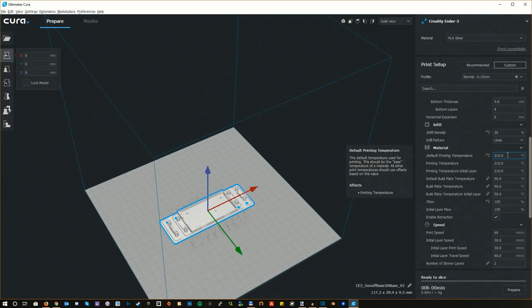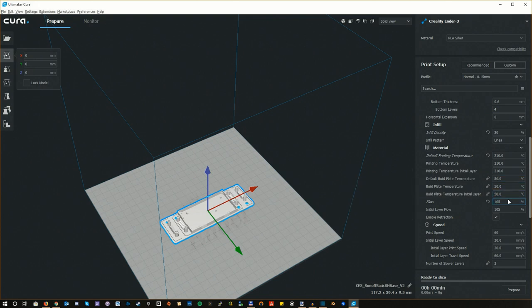So I usually print PLA with 200 Celsius degrees. In this case, I increased it to 210. Of course, the bed temperature is not affected by the nozzle size in any way, so you will just be able to use the same bed temperature you always do.